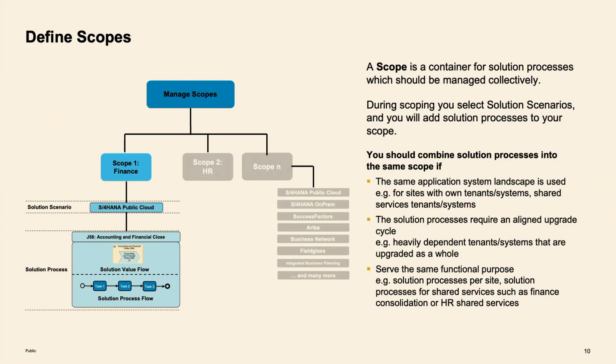So let's stay with the example of S/4HANA Public Cloud, then, for example, the J58, or the BD9, the sell from stock. And that's how you do the scoping in SAP Cloud ALM. And you can see the blue example here. So the first thing you would do is to create a scope. We call it here finance in this S/4HANA Public Cloud implementation. There's another scope created, which is HR, but we concentrate here on the finance one.